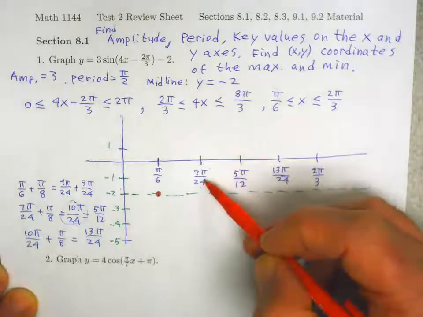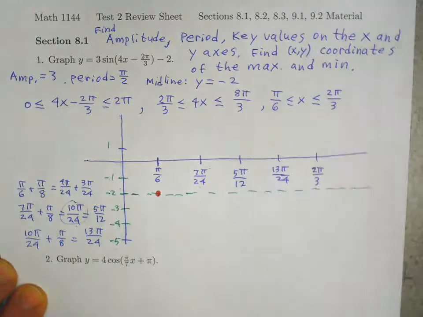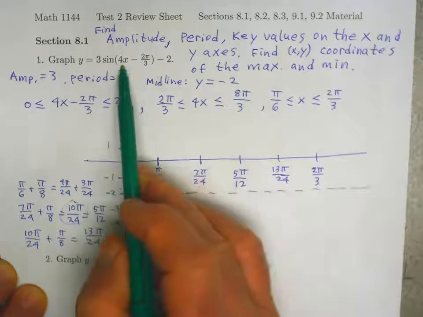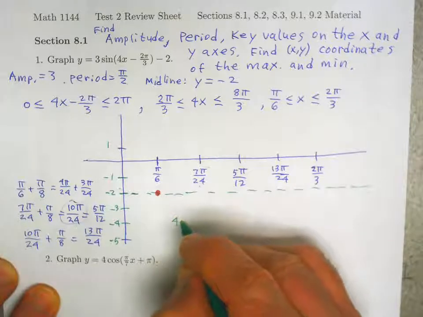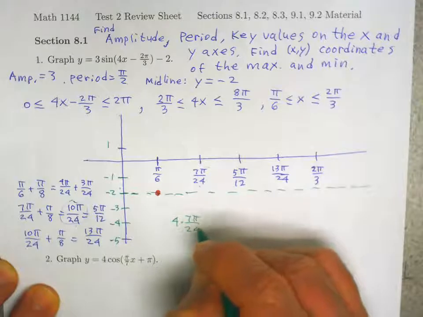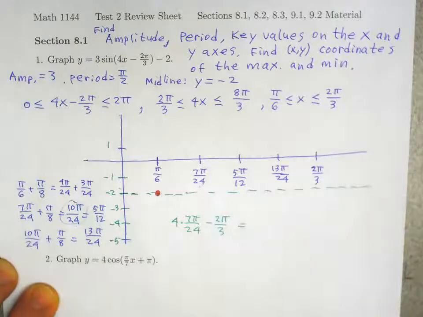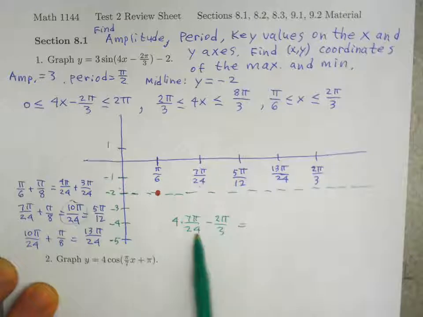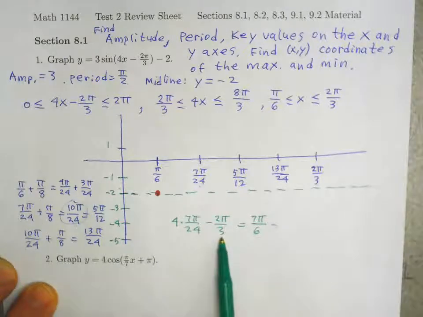When x is 7 pi over 24, let's do some calculations down here so we can see the arithmetic a little bit better. I'm going to replace x with 7 pi over 24, so it's 4 times 7 pi over 24, and from that we're going to subtract 2 pi over 3. So 4 goes into 24 6 times, so this is 7 pi over 6, and then minus, we'll want a common denominator, so we'll subtract 4 pi over 6.